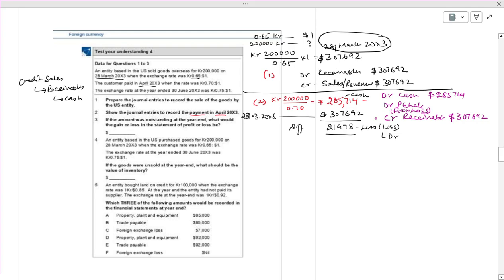Okay, from where did we get this? We got it from here. Is it right? How much? 21,978. Are you clear about this? Yes, doctor. Yes, Hussein.